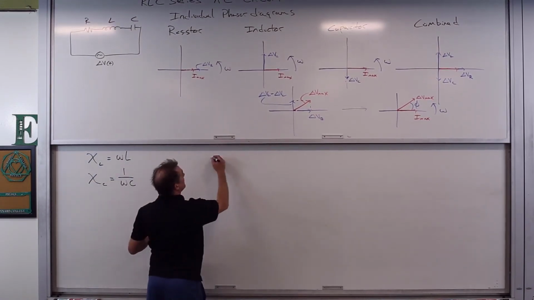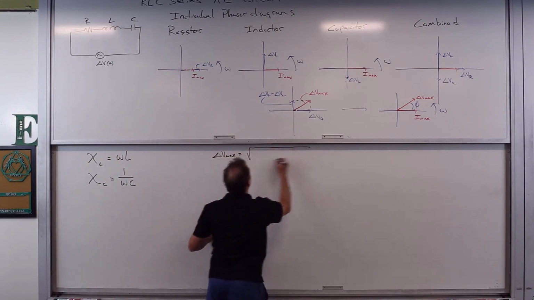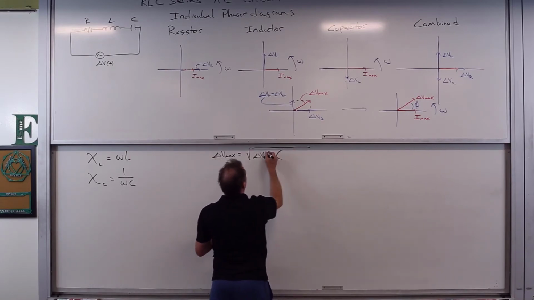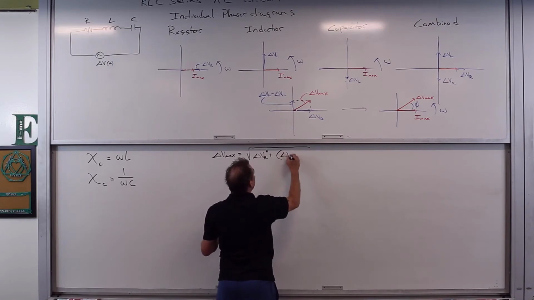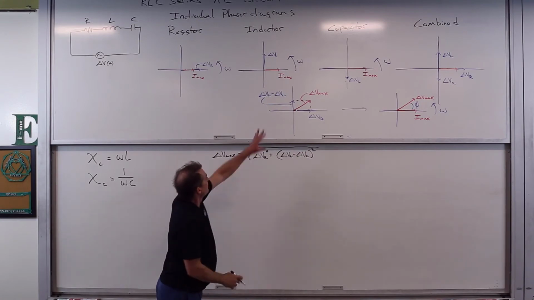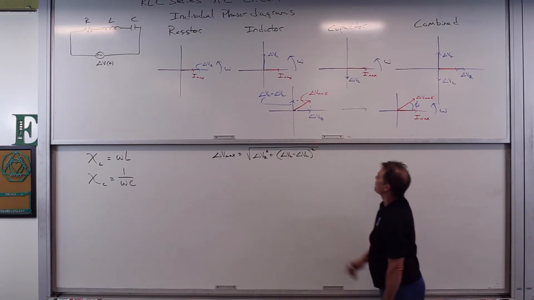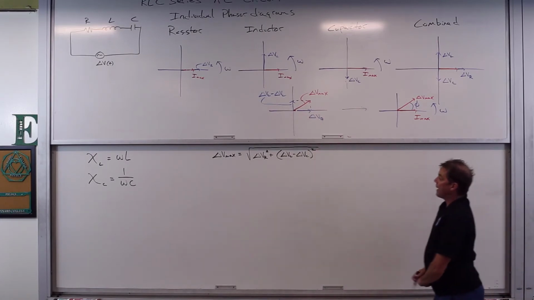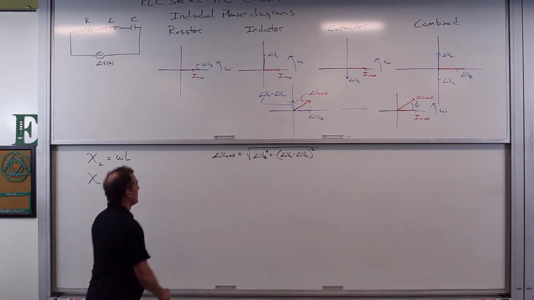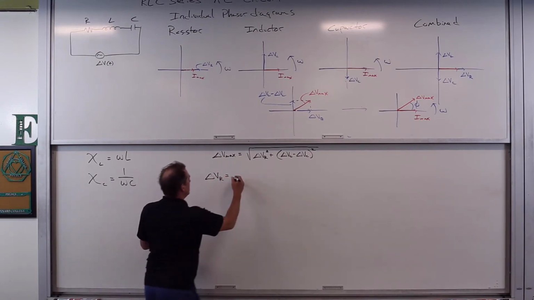So we have to have that delta V max is equal to the square root of delta V sub R squared, plus delta V sub L minus delta V sub C quantity squared. So just getting triangulation here, hypotenuse of that nice little right triangle that pops out from those values. And this is what we get for the maximum source potential has to be equivalent to this.